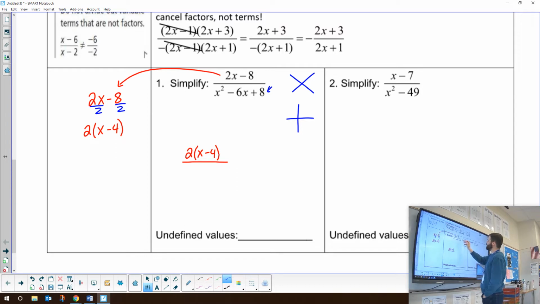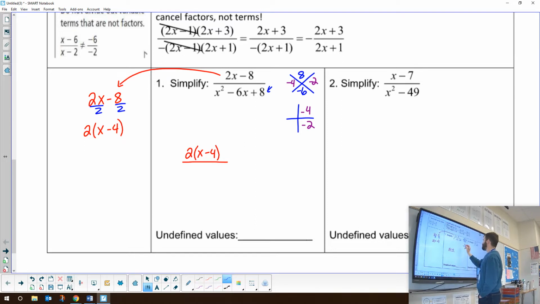We're going to go a times c on top, so 8 on top, b on bottom, so we're going to have a negative 6 on bottom. Then we're going to think of two numbers that multiply to 8 but add to negative 6, and that's just too easy. It's negative 4 and negative 2. Negative 4 times negative 2 is 8, negative 4 plus negative 2 is negative 6. So those are my two numbers.